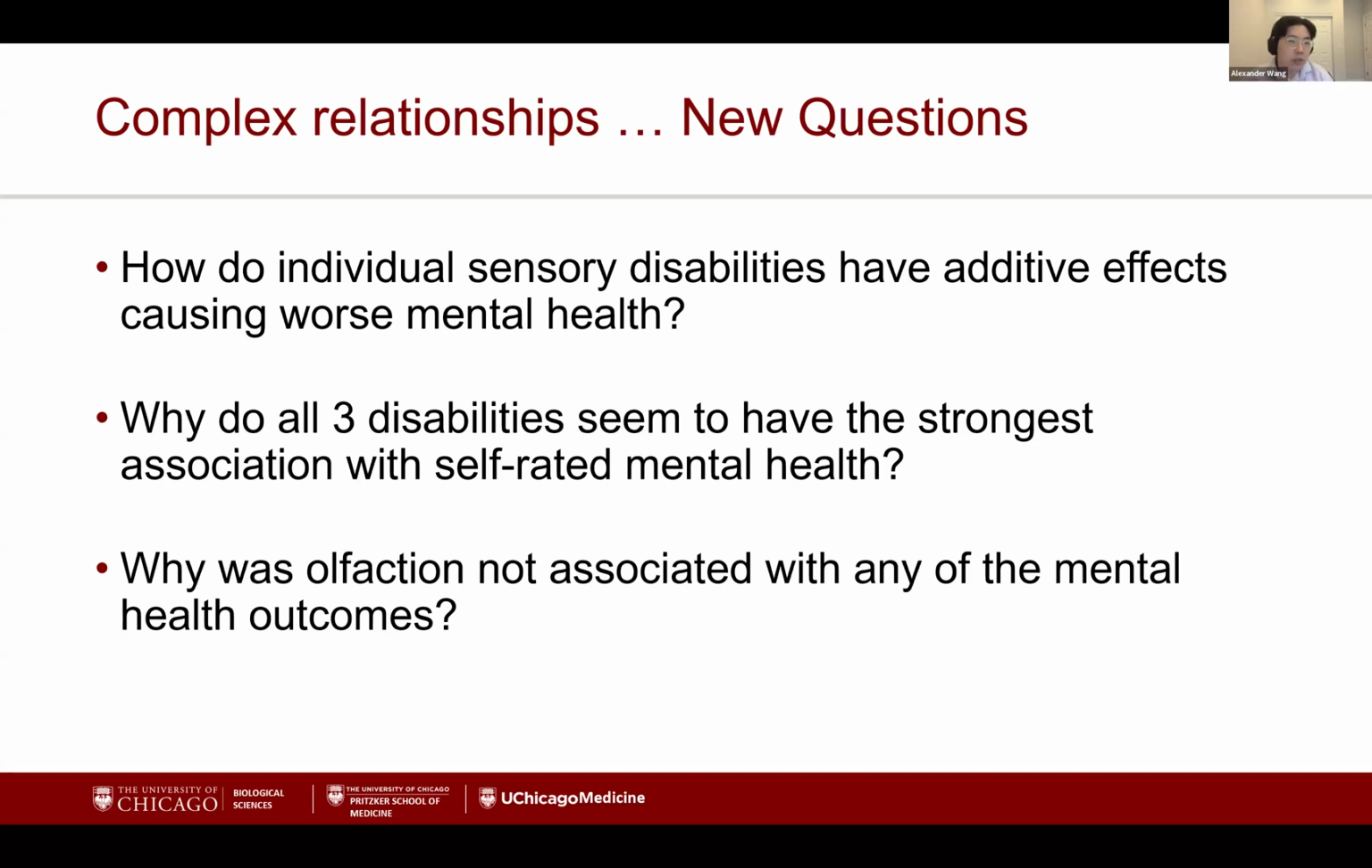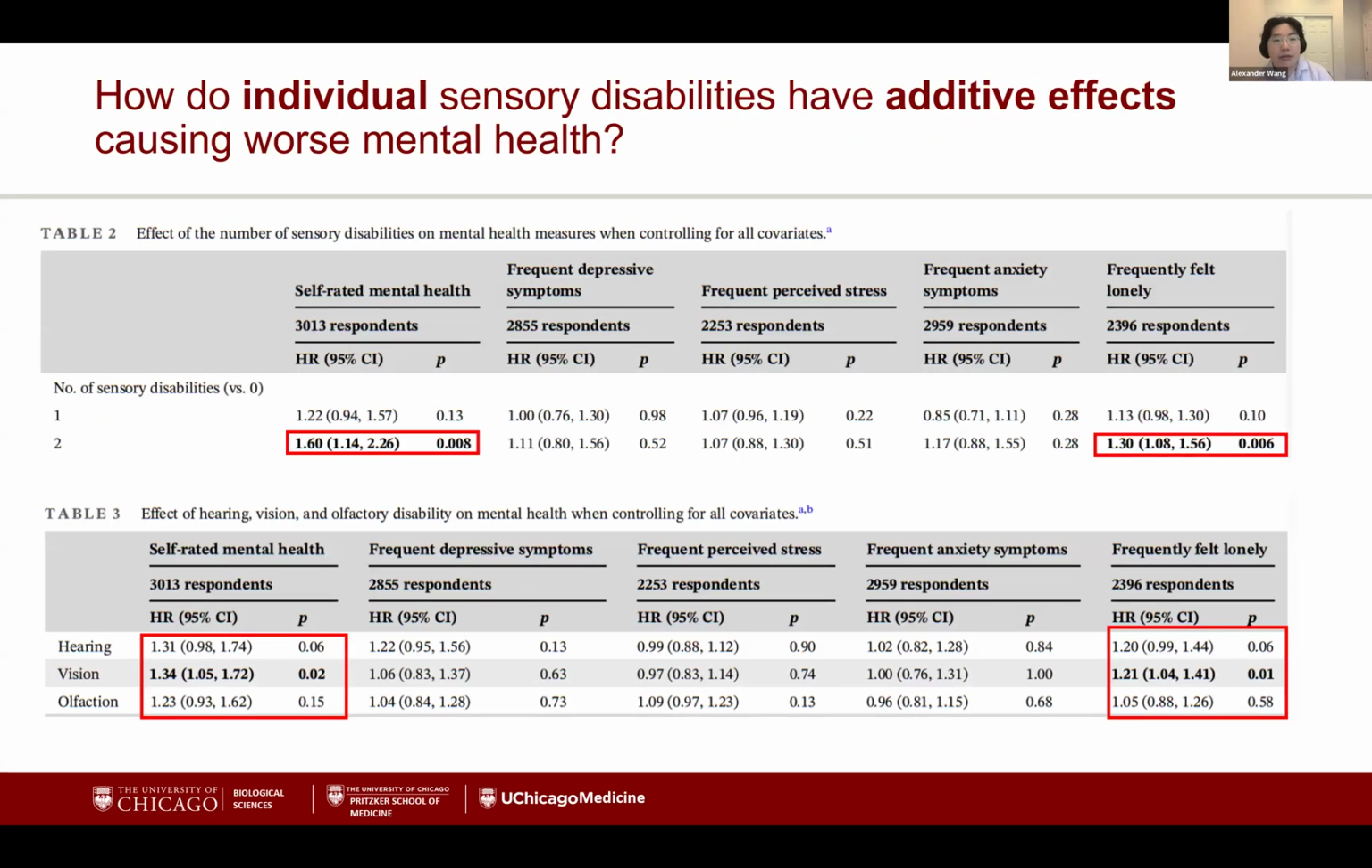of results: how do the individual sensory disabilities have additive effects causing worse mental health? Why do all three disabilities seem to have the strongest relationship with self-rated mental health in particular? And why was olfaction not associated with any of the mental health outcomes, because it had been associated in previous articles? So I'll talk through these one by one, starting with the additive effect, right?